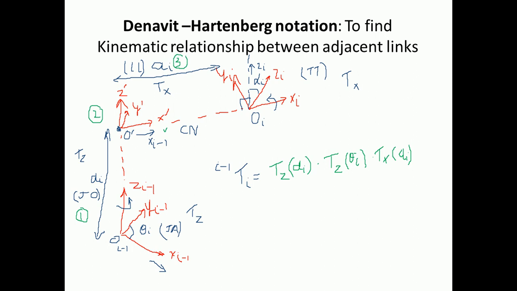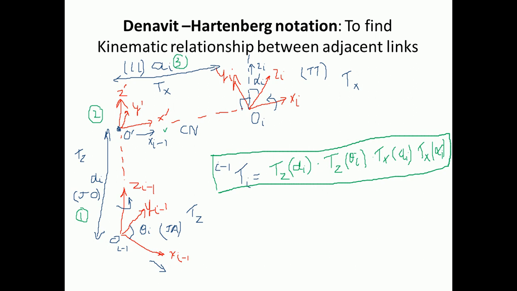At last we do rotation about x axis, so that the axis zi is going to be parallel to the line which is perpendicular to the common normal. So the homogeneous transformation matrix is the rotation about x axis, and the parameter is represented by alpha i. So this equation is given by Denavit-Hartenberg, so that we can find the relationship between two kinematic links which are adjacent to each other.